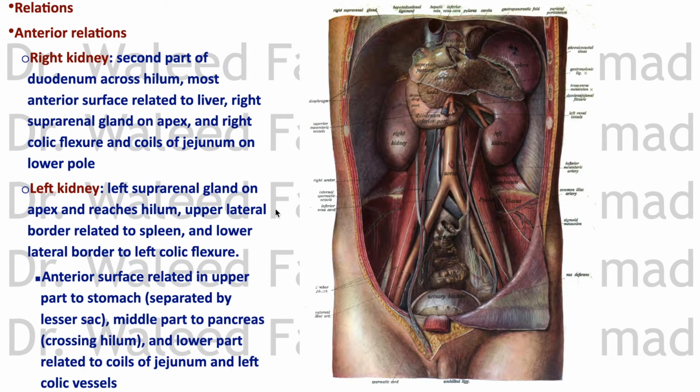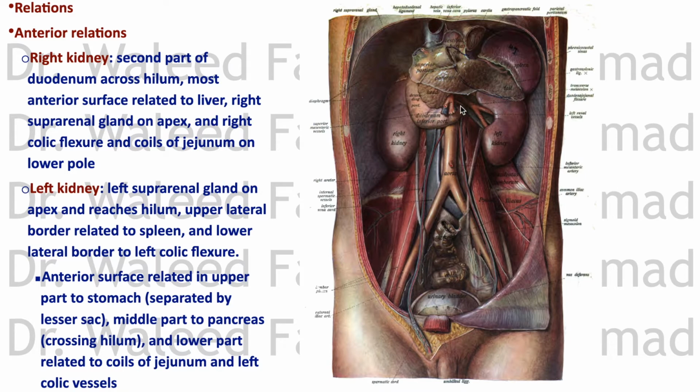The anterior relations of the kidneys, on the right side: the second part of the duodenum crosses or covers the hilum of the right kidney, and most of its anterior surface is related to the liver. Remember the renal impression on the right lobe of the liver, on the posterior-inferior surface. And remember also that the right colic flexure is on the lower pole of the right kidney. Don't forget that. So the anterior relation of the right kidney is the duodenum, most of the surface to the liver, and the lower part is related also to the right colic flexure.